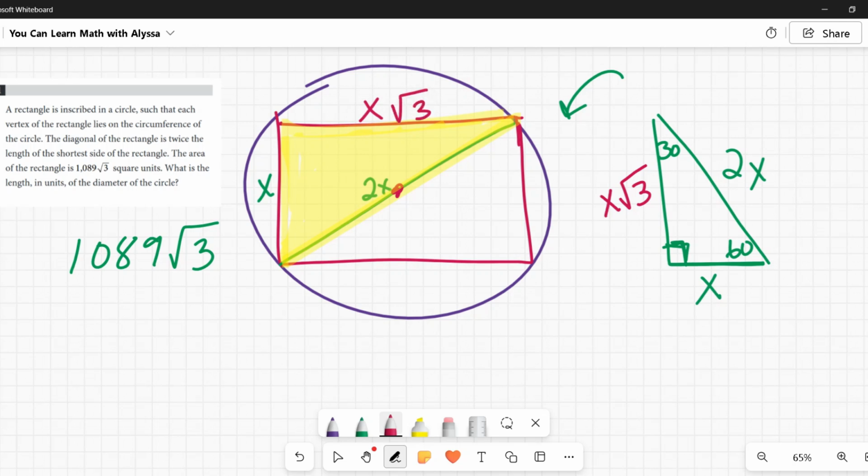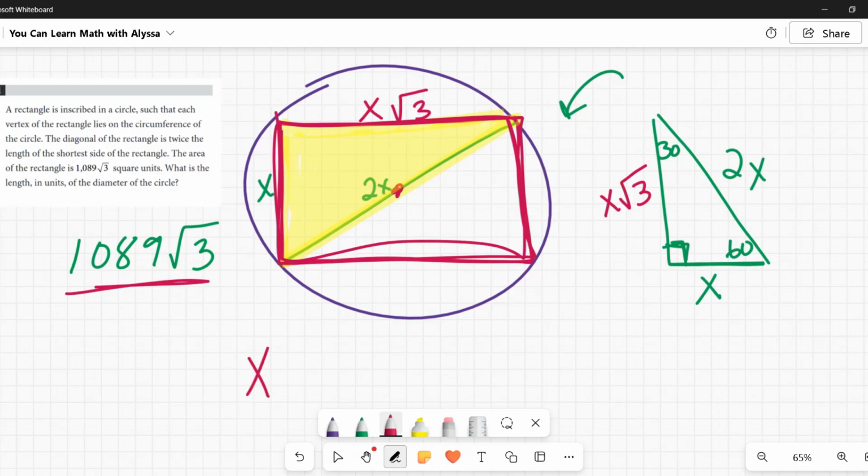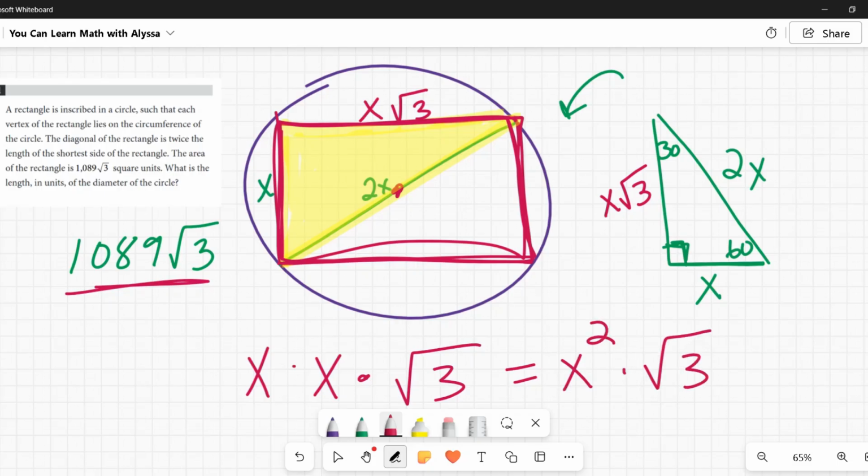And we're told the area is this 1089 square root of 3. So what would area be for this triangle? It would be, excuse me, not the triangle, the whole rectangle. The area of the rectangle is going to be length times width. And now I know my length and my width. It is x and x square root of 3. So if I multiply those together, because you can separate this and say it is x times the square root of 3, it makes it a little easier to see. X times x is x squared times the square root of 3.